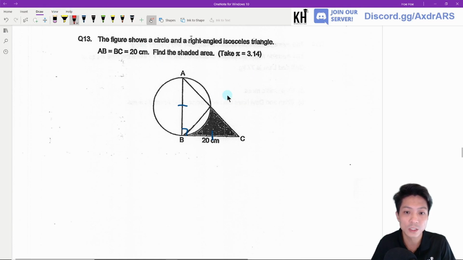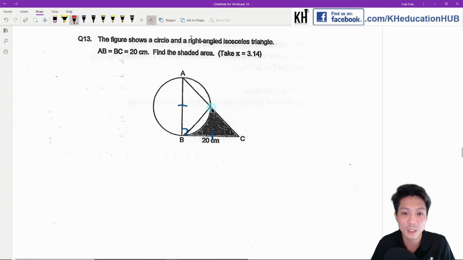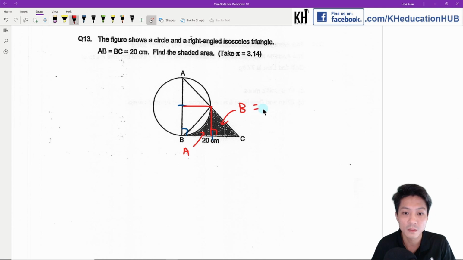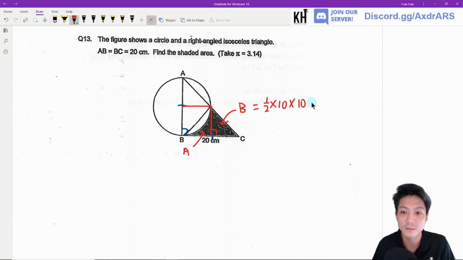To find the shaded area, I'm going to cut it into two parts, like this. This is going to be a right angle triangle. So I'm going to find the area of, let's call this A and let's call this B. To find the area of B, I just need to use half times 10 times 10, which is equal to 50 square cm.